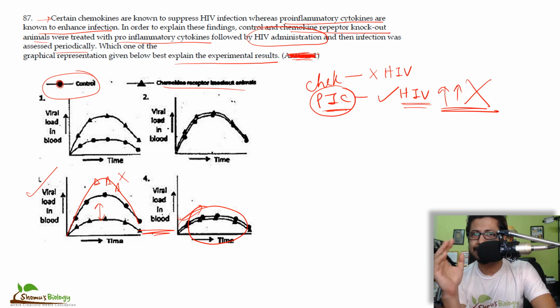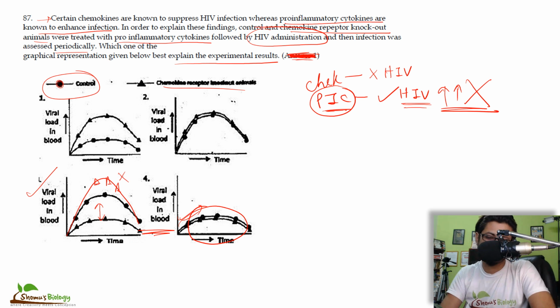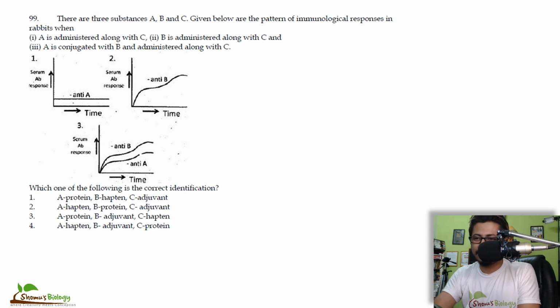in a single year, in a single session of the CSIR NET exam. But the question is, to prepare for that, you need to read the whole immunology book. Even reading the whole immunology book will not be sufficient to answer this kind of question. Okay, so let's move to the next one.